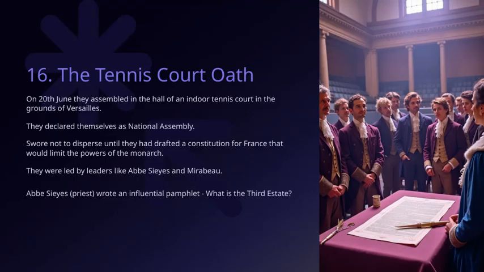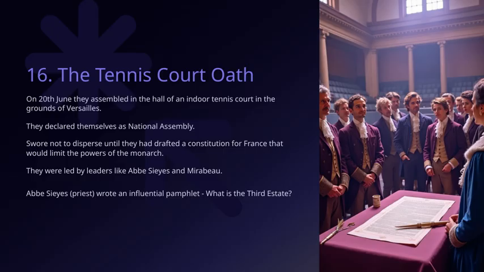On the 20th of June, they gathered in what might seem like an unlikely place, the hall of an indoor tennis court at Versailles. But this was no ordinary game or sport. It was a pivotal moment in history. They declared themselves as the National Assembly, symbolizing their unity and commitment to change. Their pledge was clear. They wouldn't disperse until they had drafted a new constitution for France, one that would limit the absolute power of the king and create a more balanced government.